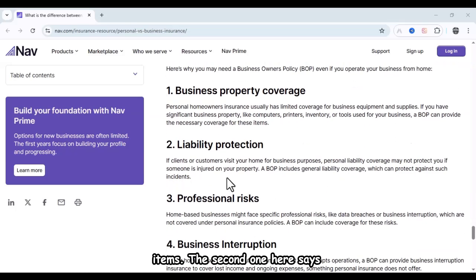The second one here says liability protection. If clients or customers visit your home for business purposes, personal liability coverage may not protect you if someone is injured on your property. A BOP includes general liability coverage which can protect against such incidents.